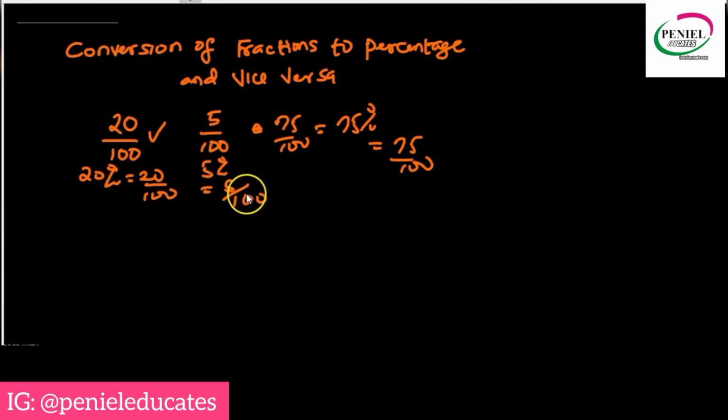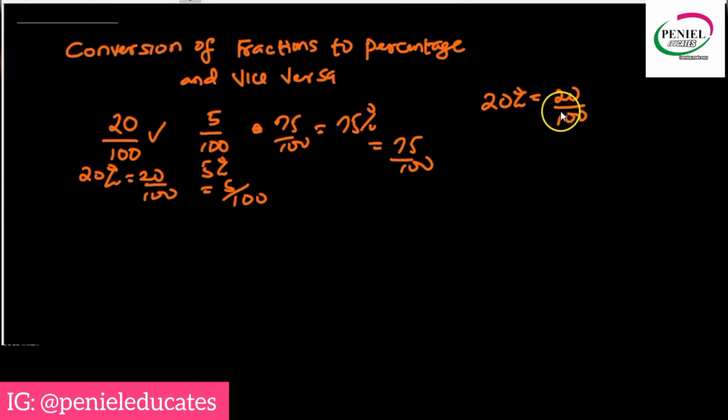So a percentage can be converted into common fractions, and also the common fractions in turn can be converted into decimal fractions. For example, this 20% here, which means 20 over 100.